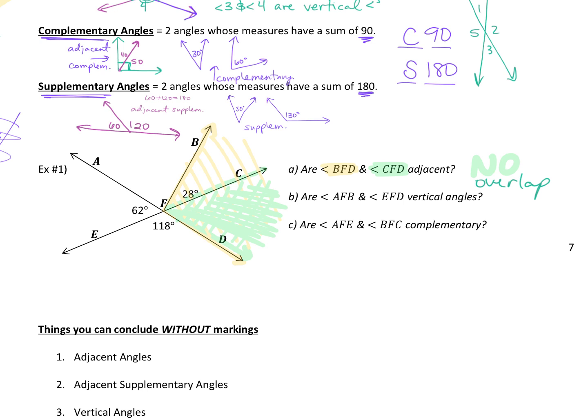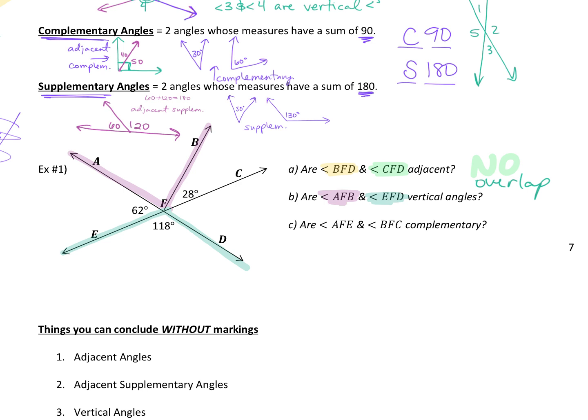Okay, I am going to erase that so that I can show you the next thing. Is that okay? Okay. So this next one says, are AFB and EFD vertical angles? AFB is here. Are they vertical? No, they aren't. Tell me why, Forrest.